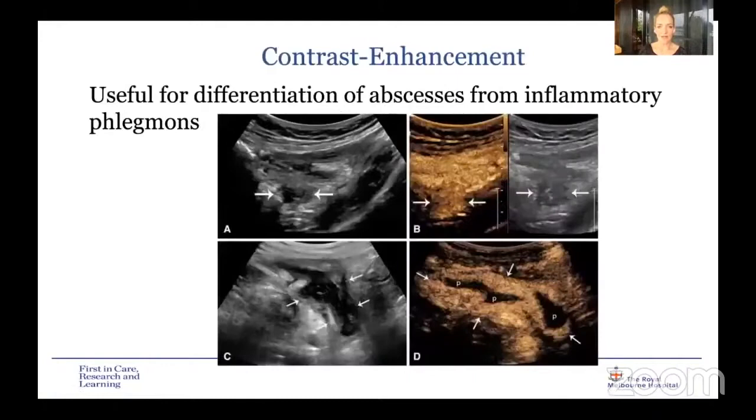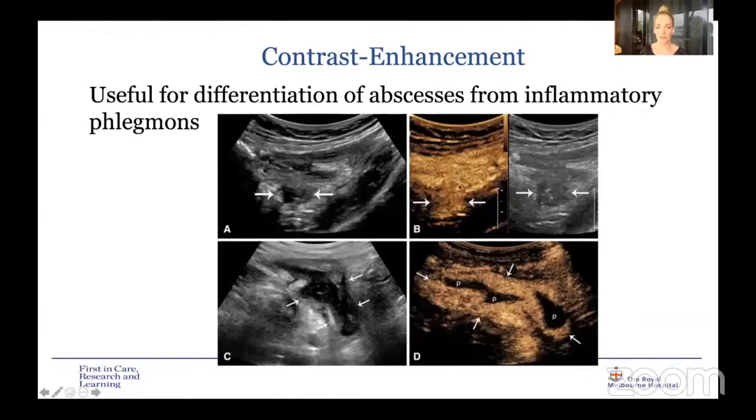This is an example of an area where you go, that could be an abscess or a phlegmon. The way you differentiate is with contrast enhancement. Obviously, this is a subspecialty tool that many people won't have access to, but it is the one time where I think contrast enhancement is a game changer with intestinal ultrasound.